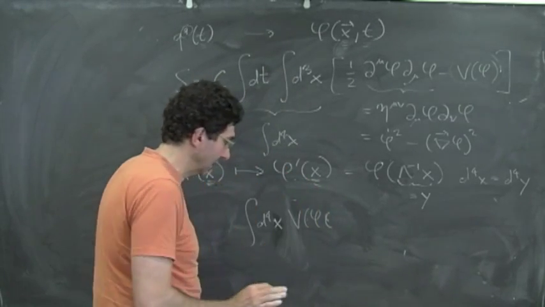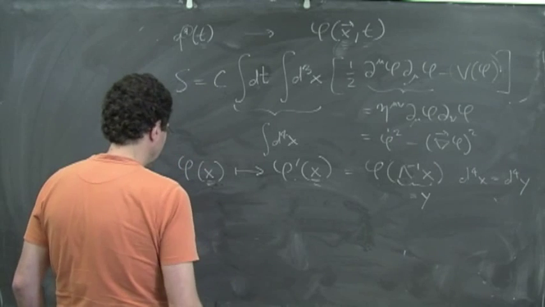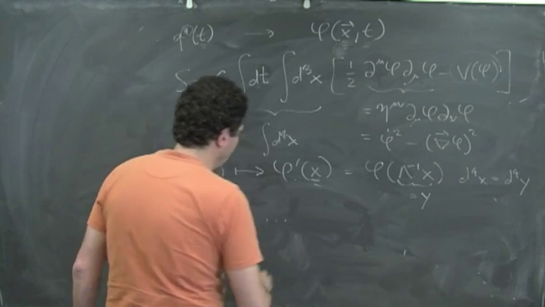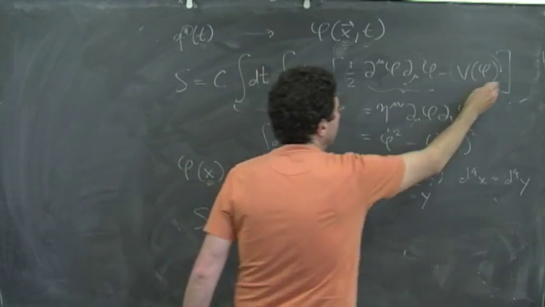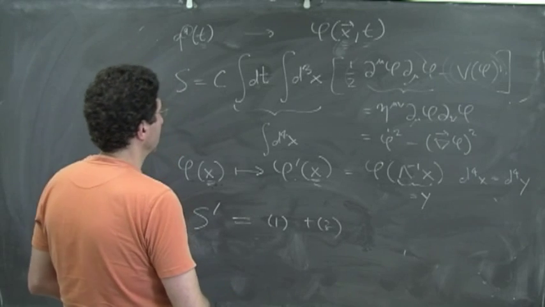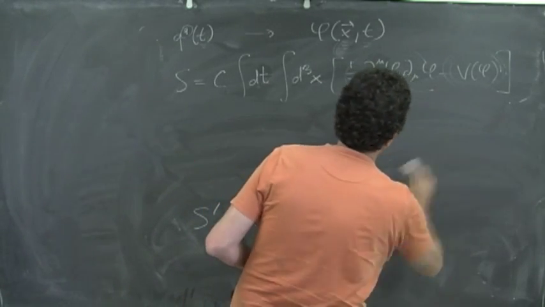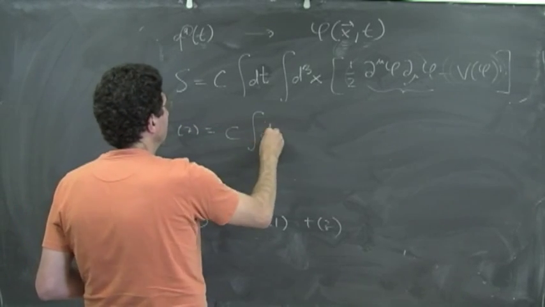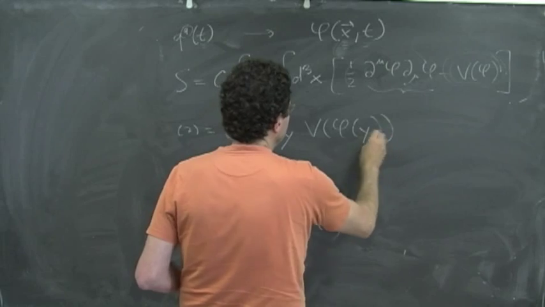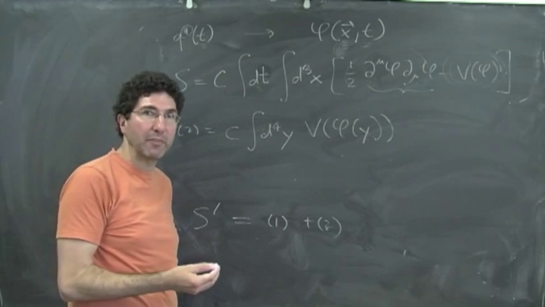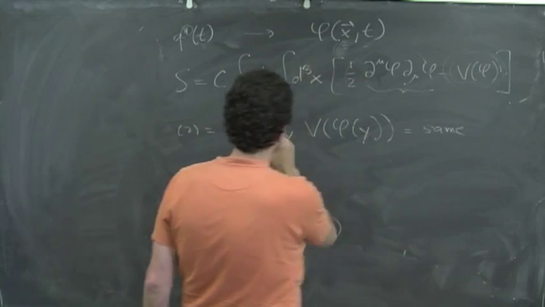Sorry, let me back up. Let me evaluate S prime. I'm evaluating S prime, and there are two contributions to it, so I'll call them 1 and 2. 1 is the contribution from this term, and 2 is the contribution from this term. Let's look at 2 first, because 2 is the easiest one to look at. So what is this piece number 2? It is c d4y, because d4x is equal to d4y. And then I have just phi of y, because that's what phi prime is. Phi prime of x is just phi of y. So this is the same as before, because y is just a dummy index.